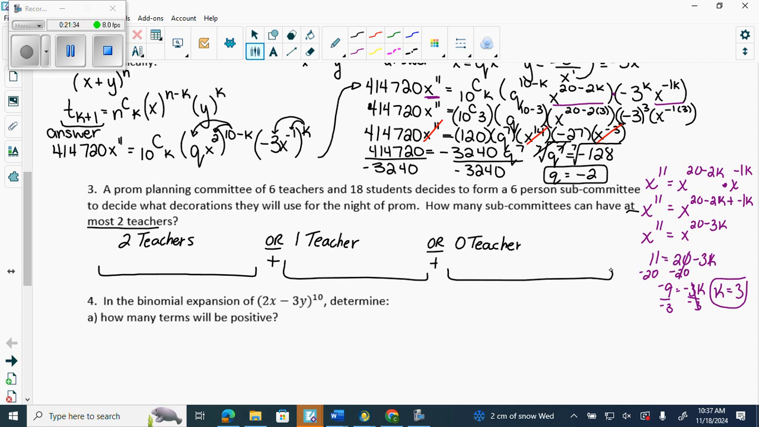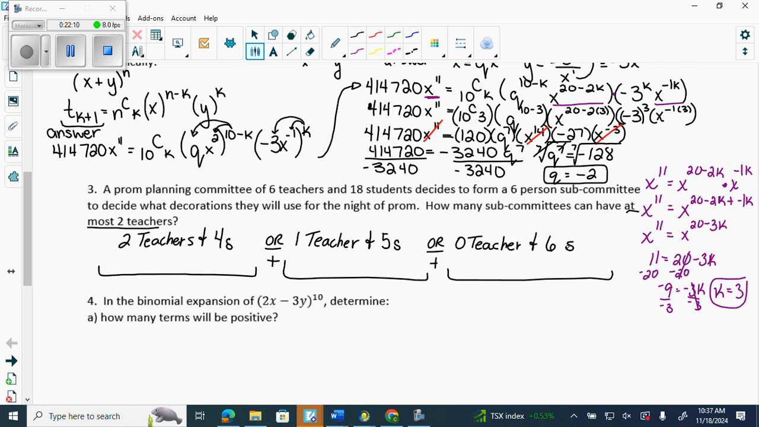How many people do I need in my subcommittee? 6. So I have 2 teachers and I need to supplement with 4 students. This one I need to supplement with 5 students. And this one I need to supplement with 6 students. What if there wasn't 6 students? That case just couldn't happen, right? I just didn't have enough to go in there, and it just couldn't happen. Which happens sometimes on problems. Just doesn't happen. Can't have that case.